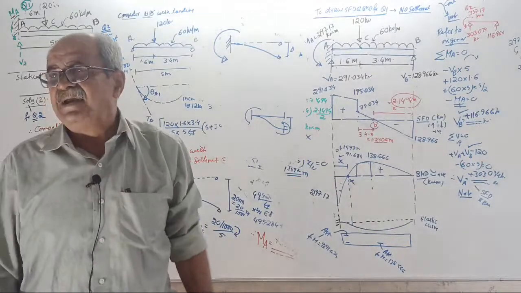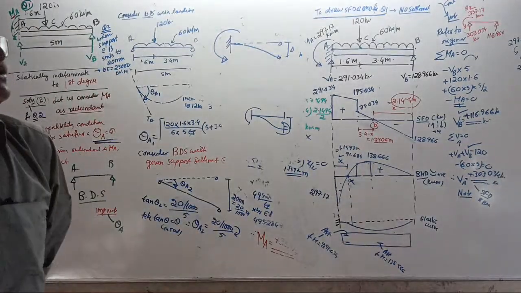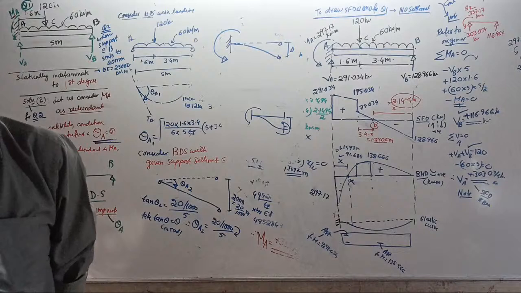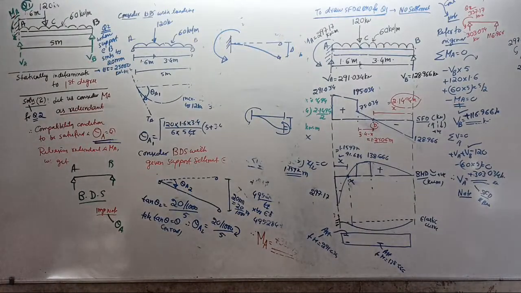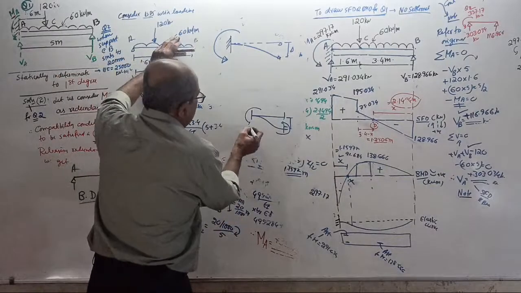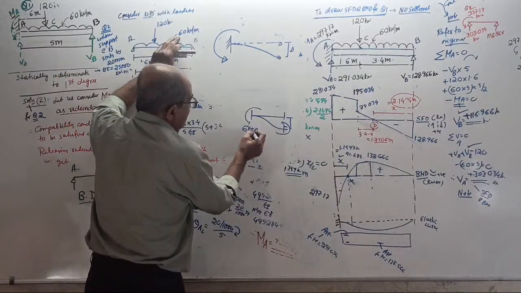Can you tell the end moments? If support sinking takes place for a fixed beam, can you tell the end moment formula? We have not covered it; it will come in further chapters. It is 6EIΔ/L², 6EIΔ/L².